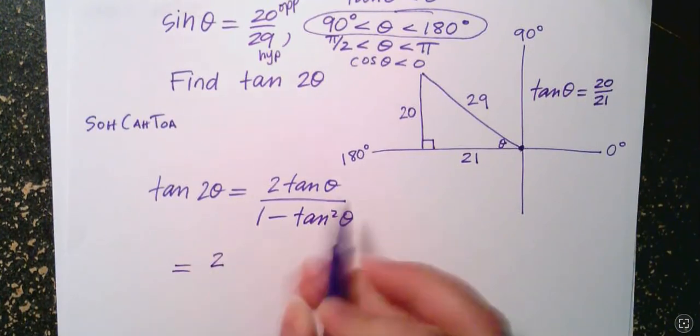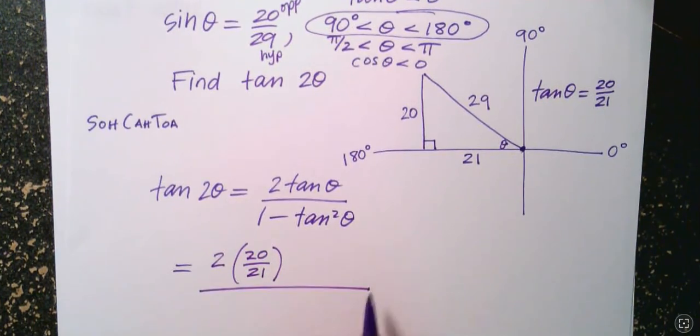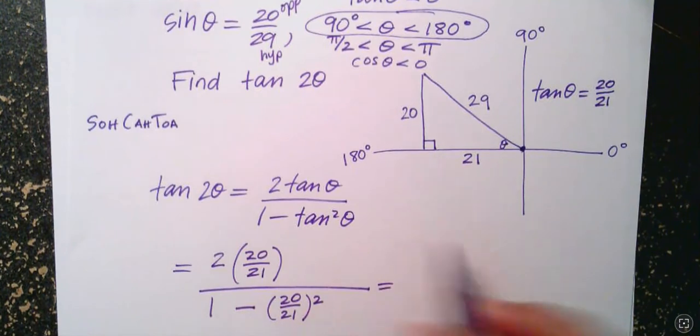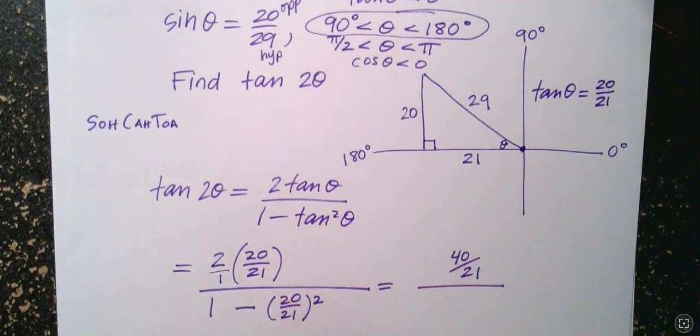So 2 times the tangent of theta, that's 2 times 20 over 21, all over 1 minus the tangent of theta squared. So that's 20 over 21 squared. So remember, 2 is the same as 2 over 1. So that's like 2 over 1 times 20 over 21. So that's 40 over 21 on top, all over 1 minus 400 over 441. That's what I get when I square that.